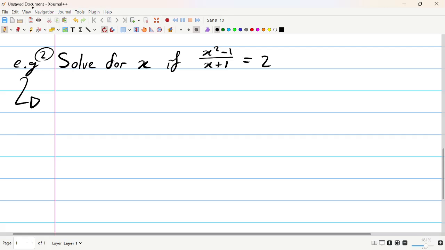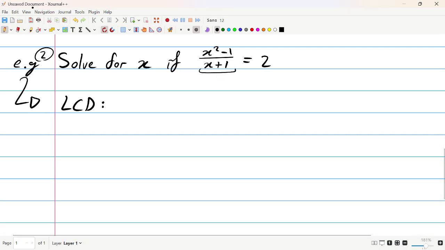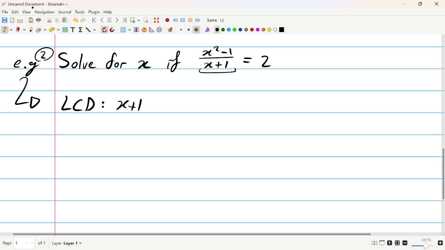Okay, so I know this one is a very simple one, because you have (x squared minus 1) over (x plus 1) equals 2. But for example purposes, let's just use our method that we know. So let's look at the lowest common denominator. Notice that we have x plus 1. What else do we have? Nothing. So x plus 1 is our LCD.